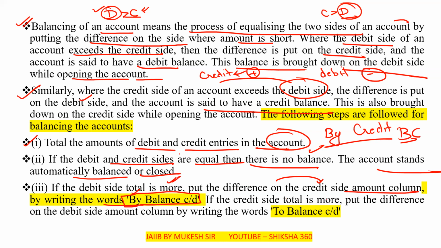And if the credit side total is more, put the difference on the debit side column by writing the word "To". We know that on the debit side we write the word "To", and on the credit side we write the word "By". So please remember these 2 points while answering the question.